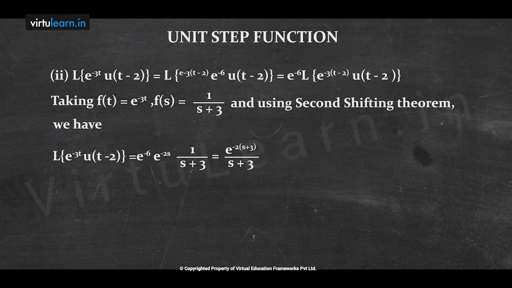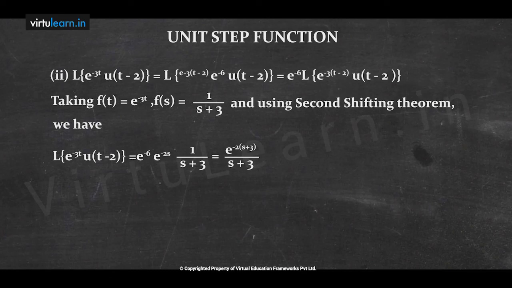Then only we can apply the other form of the second shifting theorem, because both should be in terms of h of t minus a, f of t minus a. I'm underlining this part. Please observe this. Then directly I am taking the Laplace transform of e power minus 3, and instead of t I am writing t minus 2. Then e power minus 3t is available, but the extra term is e power minus 3 into minus 2, which is e power plus 6. To balance that, I am multiplying with e power minus 6. Then if we multiply with e power minus 6, again we get e power minus 3t.